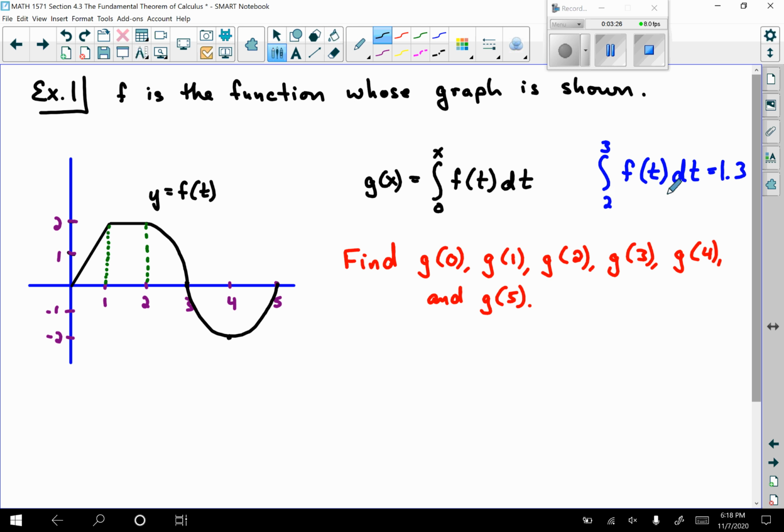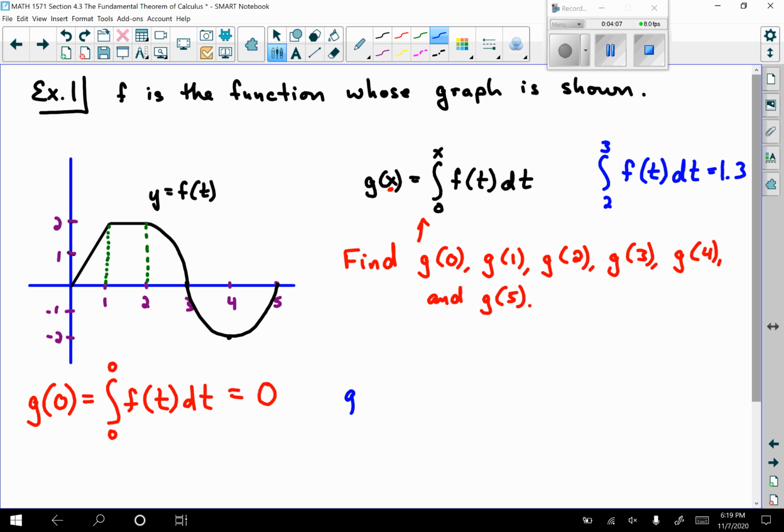So in a way, we're going to use properties of the definite integral. But it's our job to find g of 0, g of 1, all the way up to and including g of 5. Now, what we're going to do is substitute all these values back into here. So now, if g of x is equal to the integral from 0 to x, g of 0, notice this is g of x, so x becomes 0, is equal to the integral from 0 to 0 of f of t dt. And we saw this from our properties from section 4.2, because these two are the same values. Guess what? That equals 0.